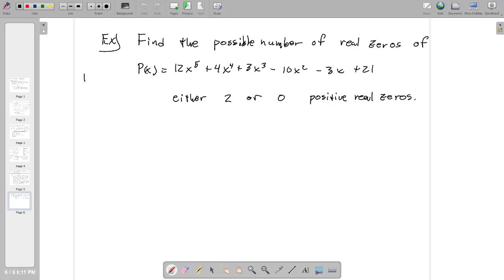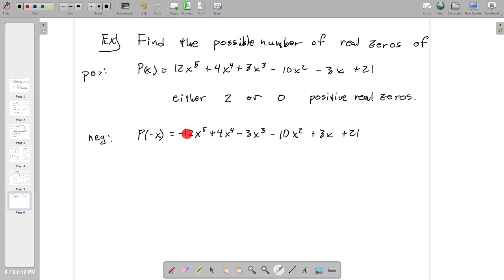Now, if we want to look for the negative real zeros, then we don't look at P of x, we look at P of negative x. And if we plug in a negative, we get negative 12x to the 5th plus 4x to the 4th minus 3x cubed minus 10x squared plus 3x plus 21. And we count the number of sign changes again. So the negative deals with P of negative x, the positive is P of x, just normal P of x.